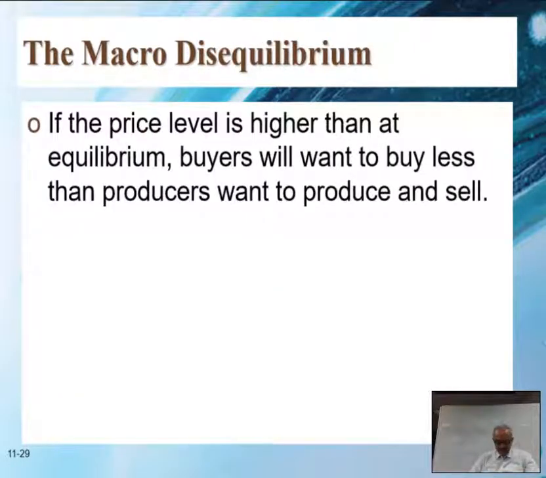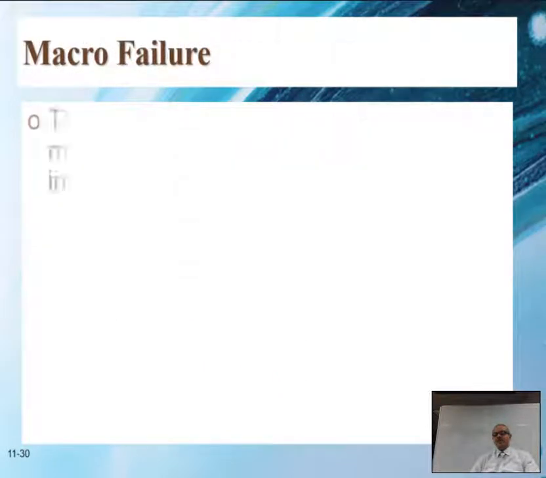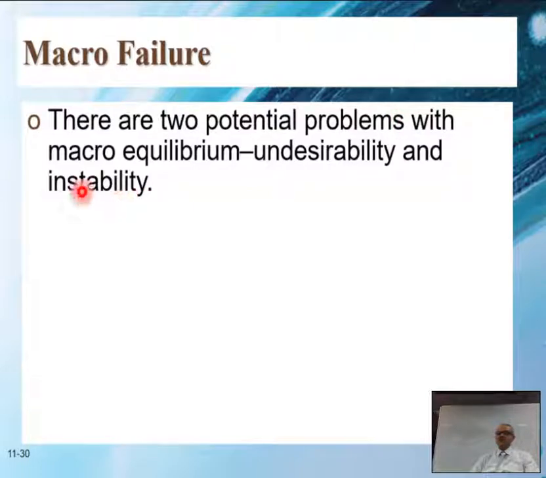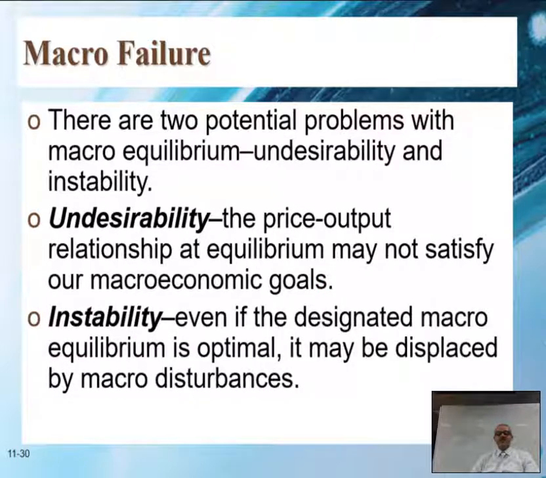Now what happens if there is a macro disequilibrium? If the price level is higher than at equilibrium, buyers will want to buy less, and producers will want to produce and sell more, right? On the other hand, in a disequilibrium situation, the intentions of buyers and sellers are incompatible. And if they are incompatible, what happens? We have a failure. The two potential problems are that the macro equilibrium will be undesirable and unstable. If it is undesirable, the price-output relationship at equilibrium may not satisfy our macro goals. And if it is unstable, even a macroeconomy that is optimal may be displaced by macro disturbances.